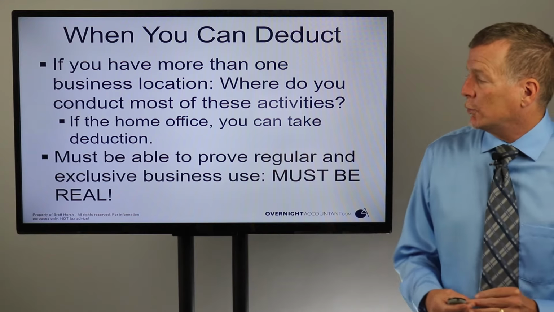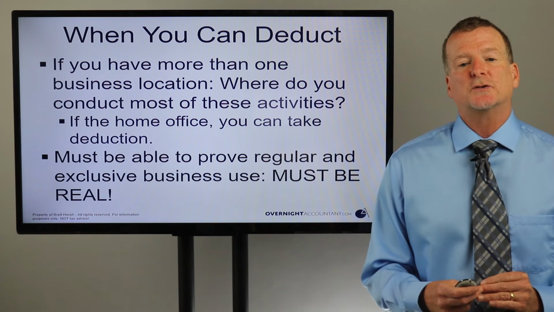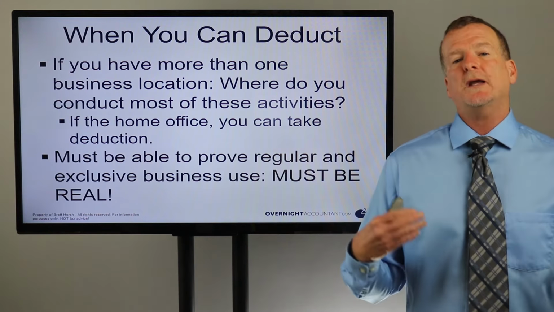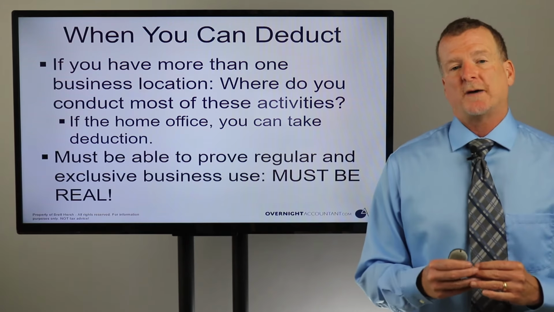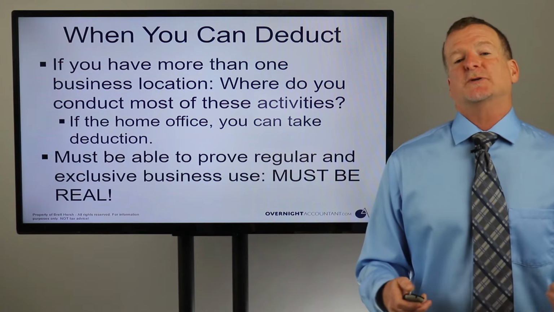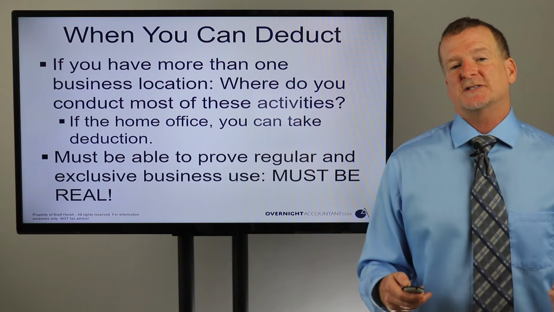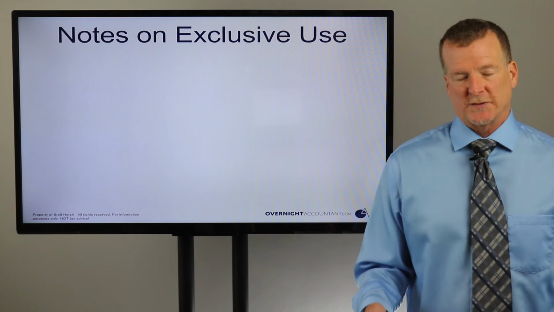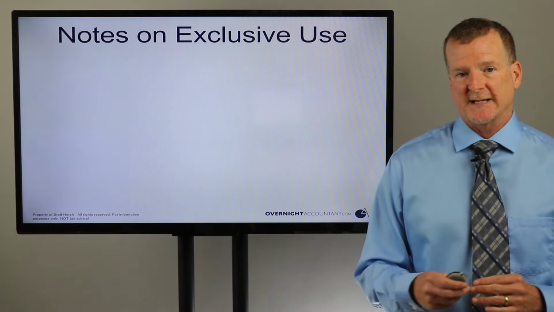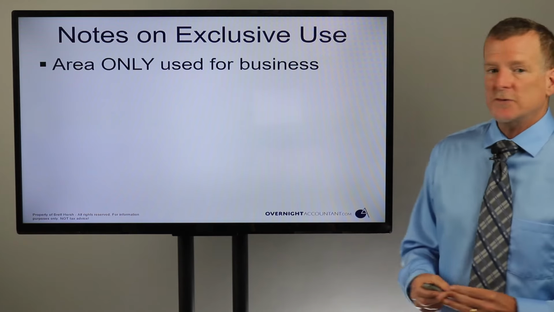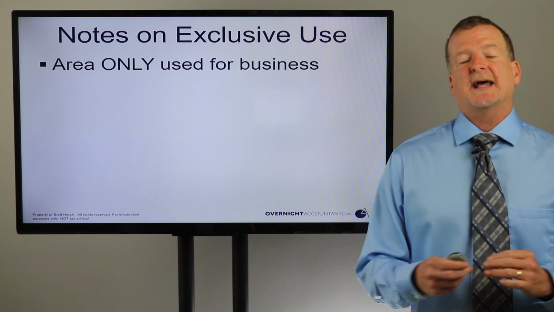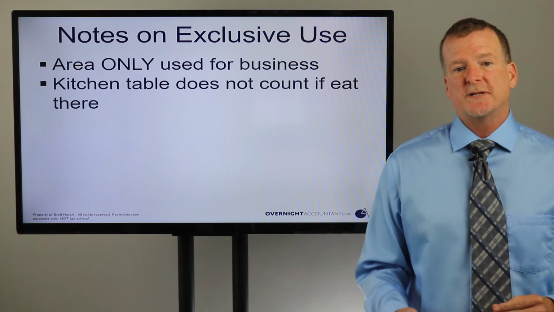Now, you must be able to prove regular and exclusive use. It must really be used for business. Your home office must really be used for business. It has to be used regularly and exclusively. You just can't say you have one and then you can't prove you use it. We'll discuss how to prove the deduction later in this lesson. Some notes on exclusive use. This is really important. It has to be an area only used for business.